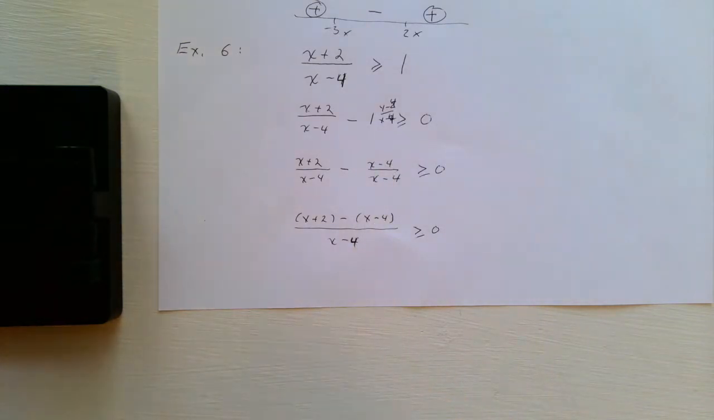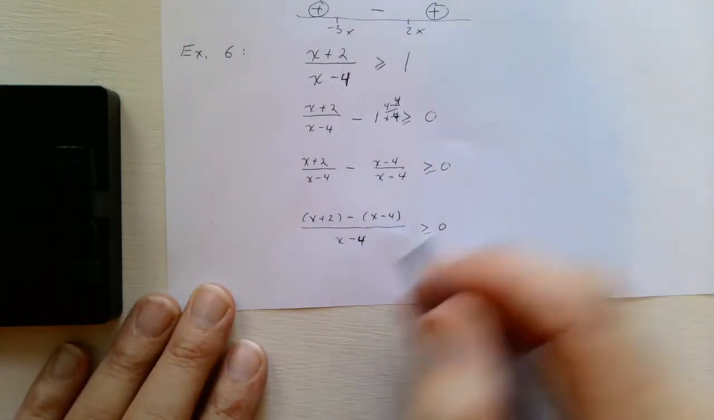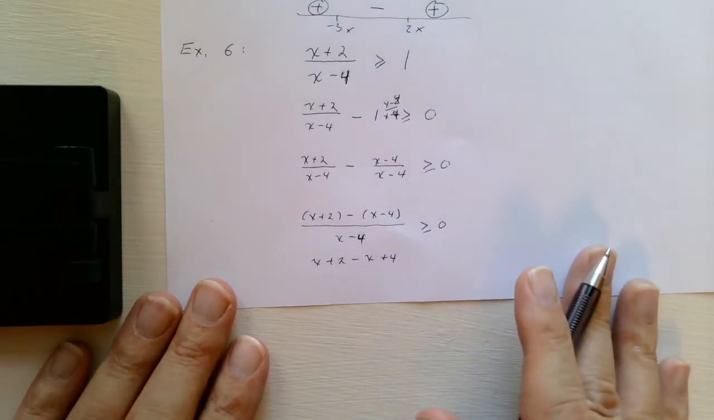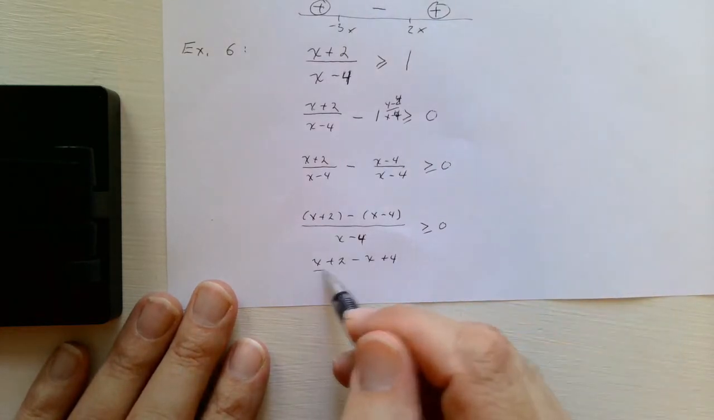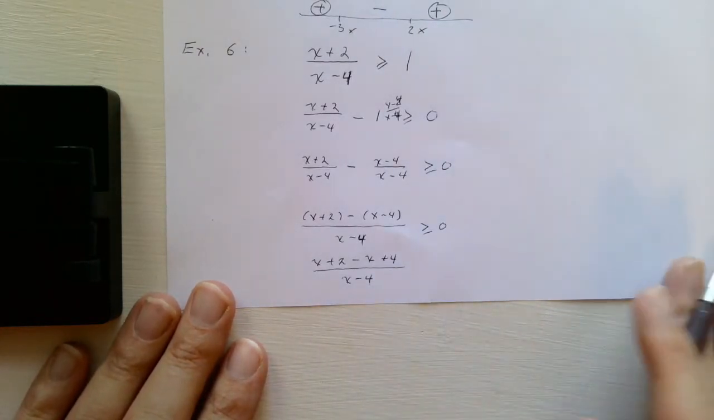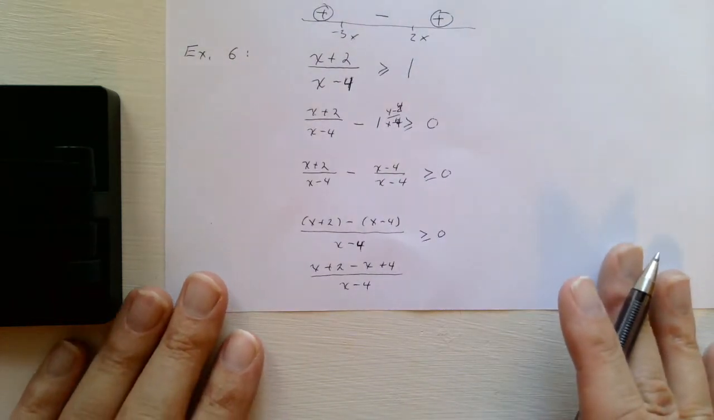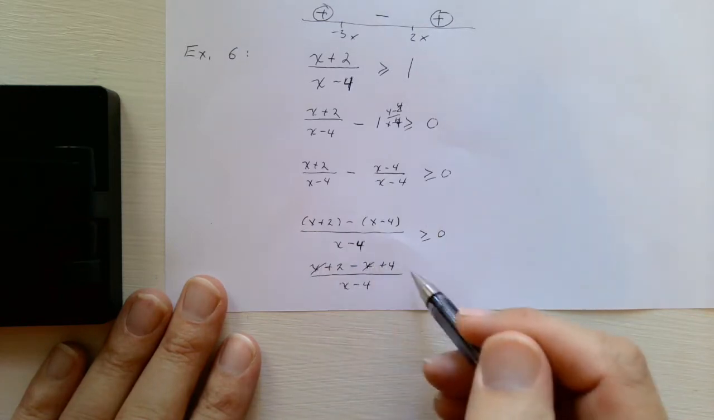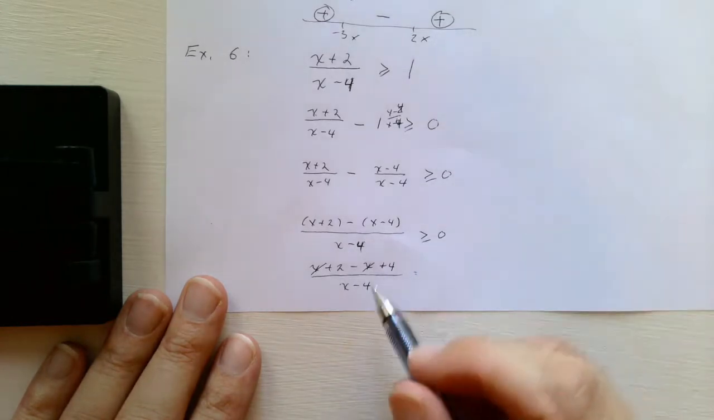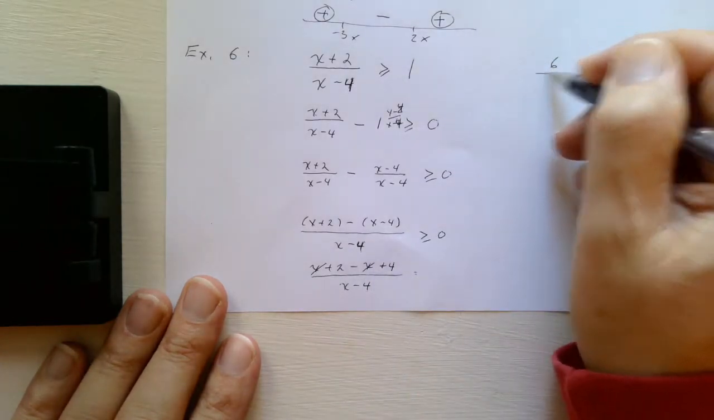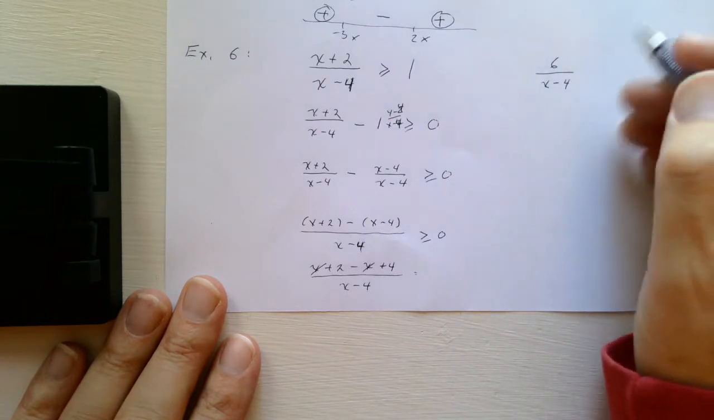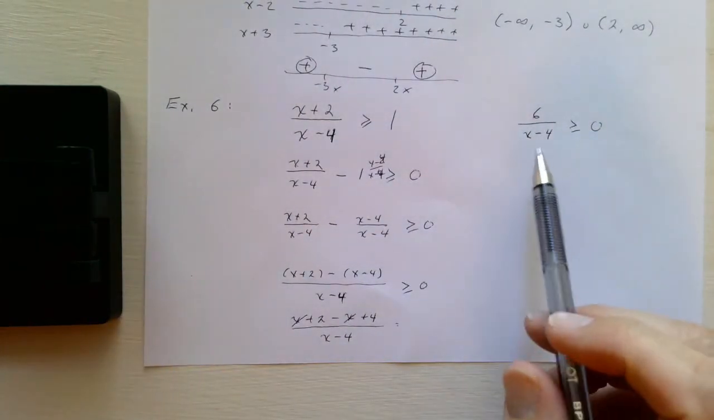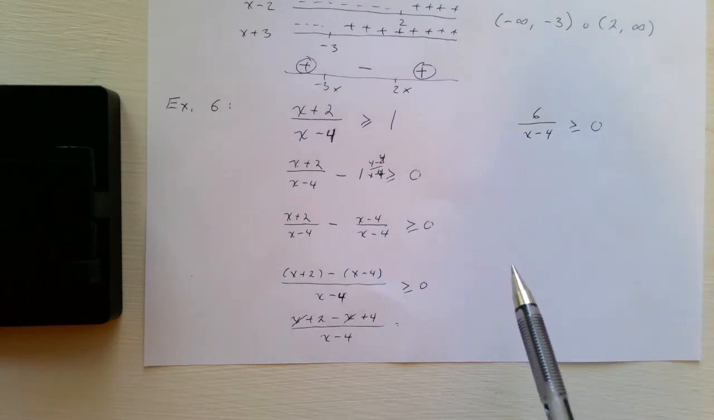So now what does this become? This becomes x plus 2 minus x plus 4 over x minus 4. And now we can see the x's will cancel, and then this will be 2 plus 4, that's 6. All right, now we have a nice single fraction on one side and a 0 on the other.